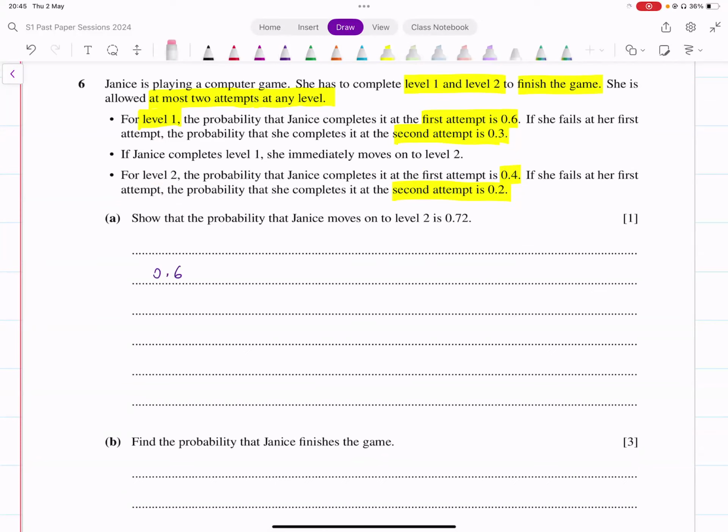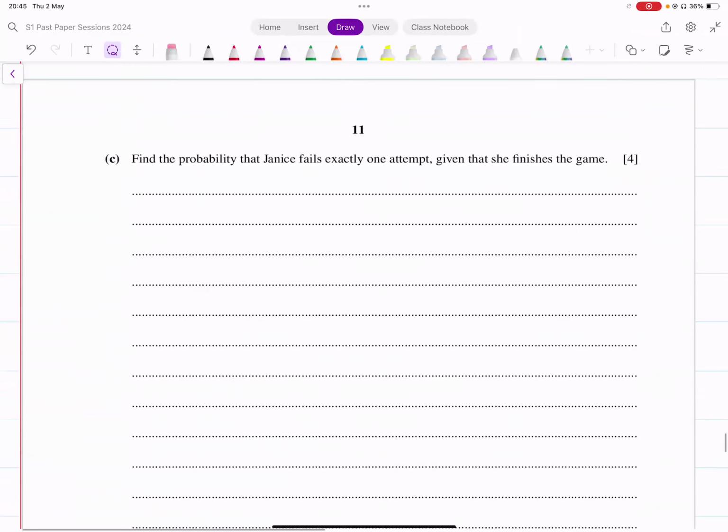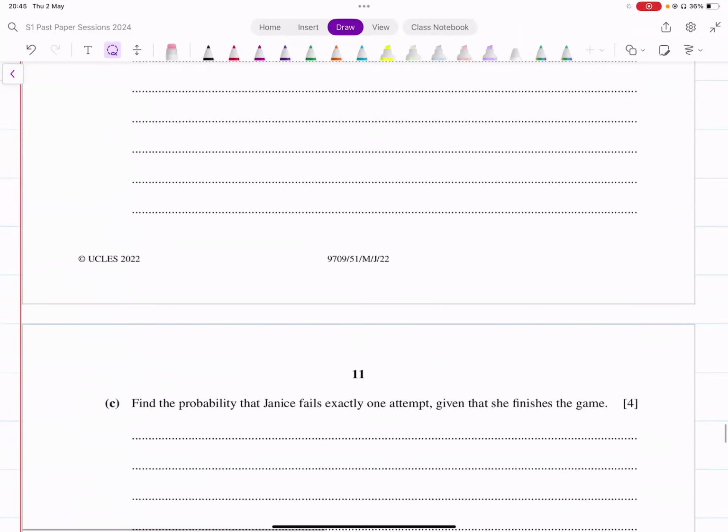Or she completes the first level on the second attempt. In that case, she fails the first attempt, that's 0.4, and then she is successful in the second attempt, that's 0.3. We multiply these two, and that gives us 0.6 plus 0.12, and that's 0.72. Now, it might make this easier if you draw a tree diagram first. That will make things a lot easier, and it will help you with the other parts of this question as well.